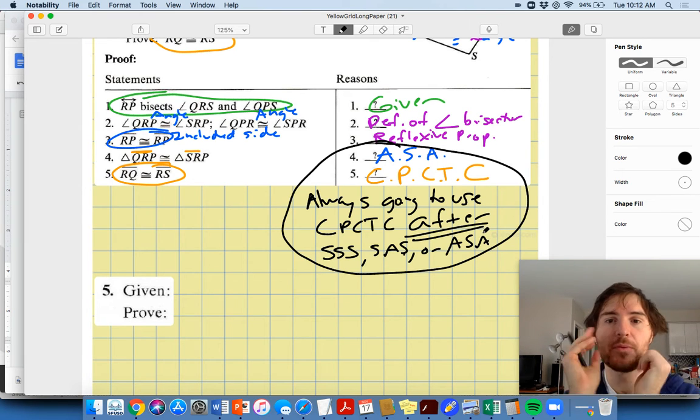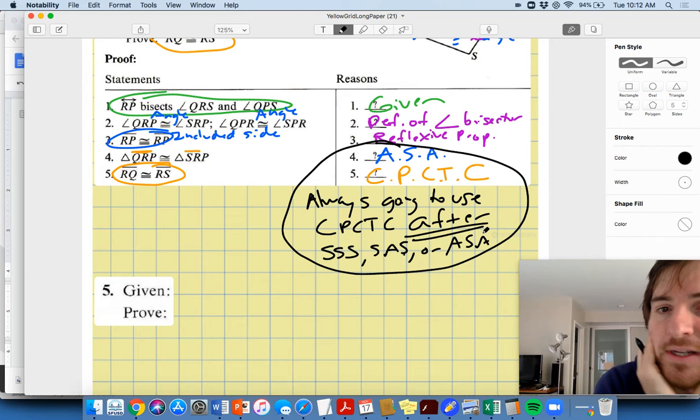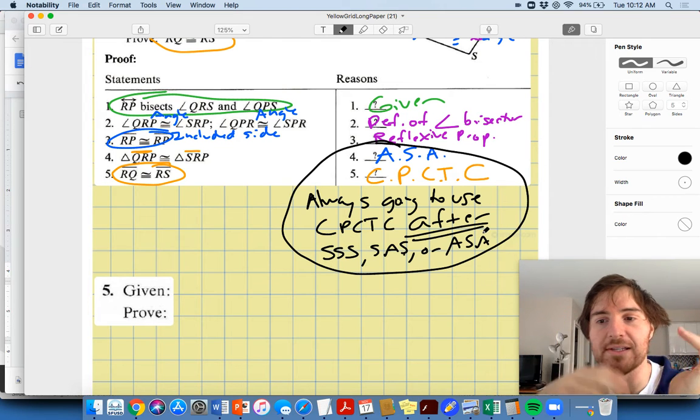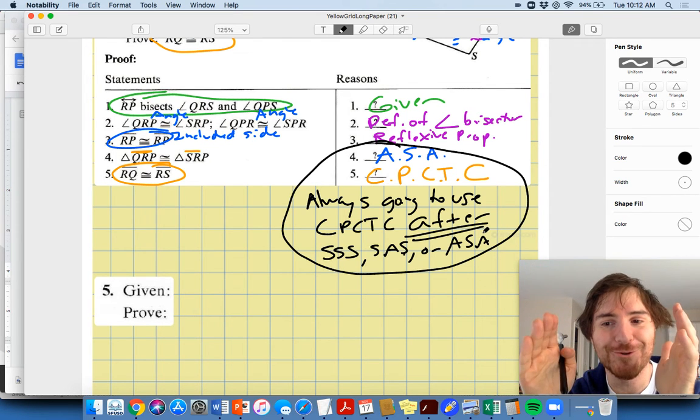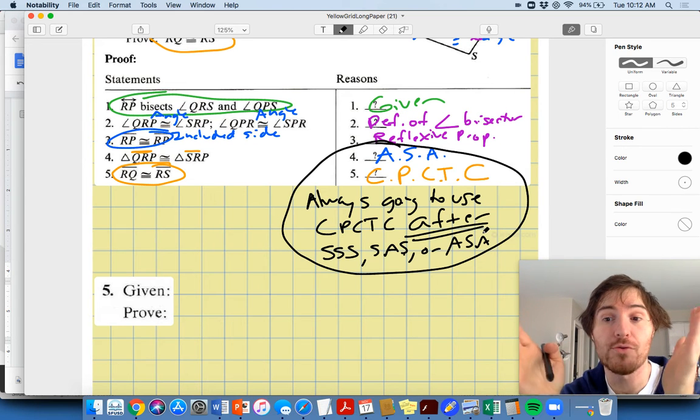That was probably the biggest mistake I saw on the exit ticket yesterday, the proof where you need to order the reasons. A lot of people are saying that the triangles were congruent by CPCTC. That doesn't make any sense. Corresponding parts of congruent triangles are congruent.